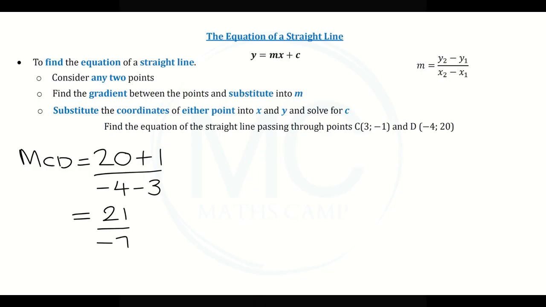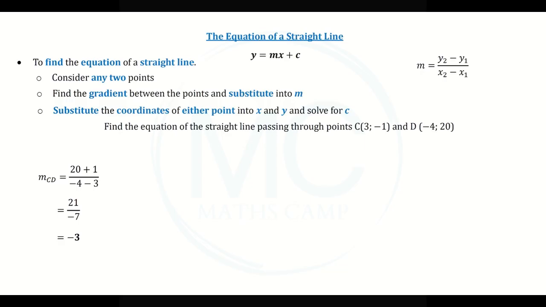21 and negative 7 are both divisible by 7. We get an answer of negative 3. This is our m value. M is negative 3, so our equation becomes y is equal to negative 3x plus c. Now we need to substitute the coordinates of one point to solve for c. I'm going to use the coordinates of point C, but you can use either.